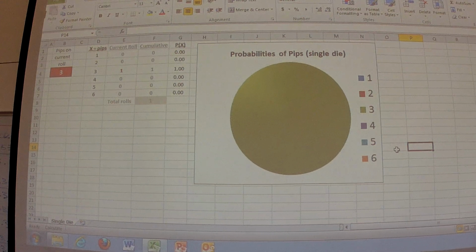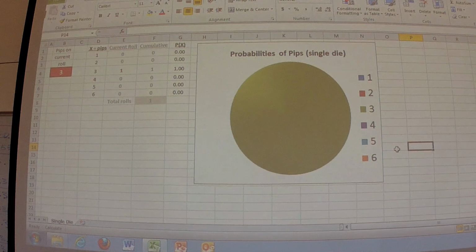Okay, beautiful. Every time I press the F9 button, it's going to roll again. This is called a Monte Carlo simulation. Take 243 with me. I do this all the time. This is what flight simulators do. The pie chart right there colors to show you the cumulative total fraction of all the numbers. So right now, it's got one roll in its memory. Of the one roll, it was a 3, so 100% of the pie chart is green. Kind of boring. Okay, so let's roll again.